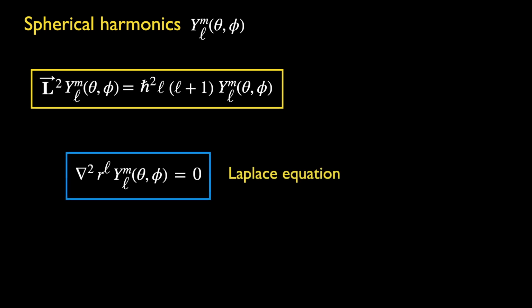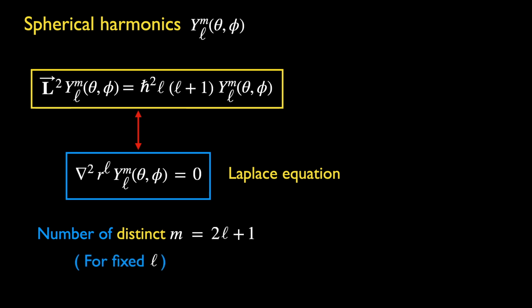This has the generic form where the function f in our case is R^L times Y_LM. So this Laplace equation is actually equivalent to the eigenfunction equation of L squared. We shall see that this is more convenient for counting constraints. Recall the recent result which says that the number of distinct values of m for a fixed L is given by 2L plus 1. This means we must expect this number of independent solutions to the Laplace equation.